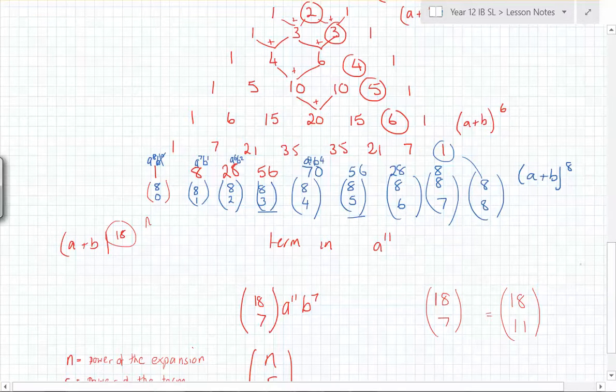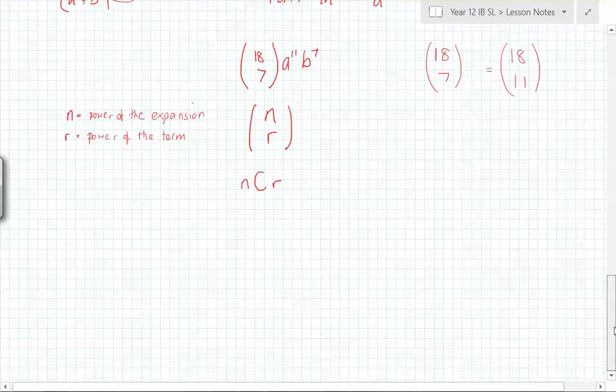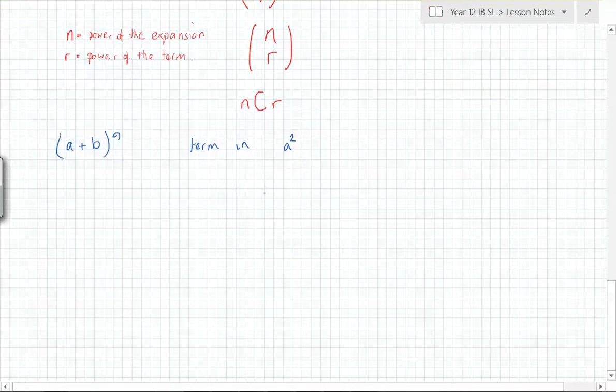Yeah? So, for instance, let's just extend that a little bit. So we're looking at nCr. So if I say to you, make it a bit simpler, a plus b to the power of 9, I want to know the term in a to the power of 2. So you would then tell me what? It's going to be a to the power of 2, b to the power of 7, and in this bracket would be written what?